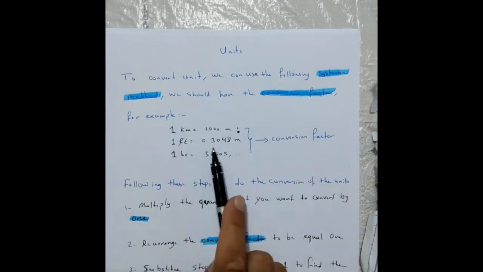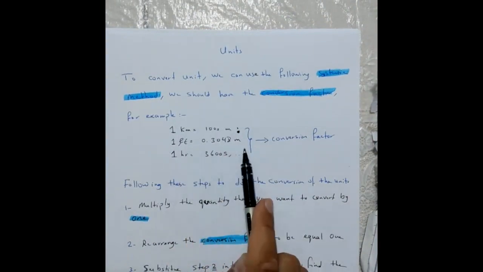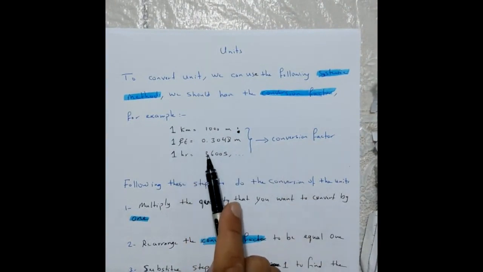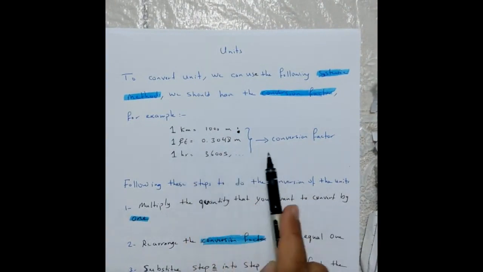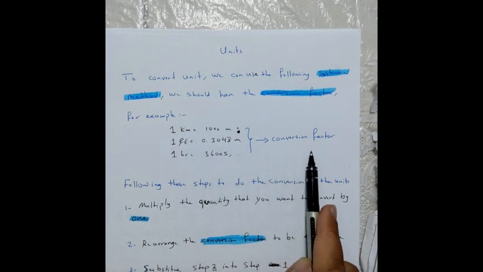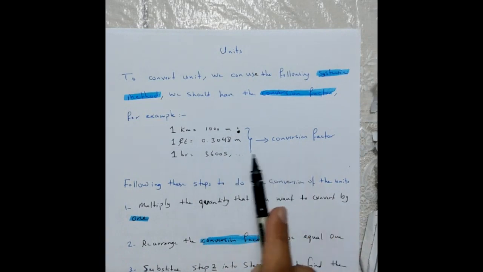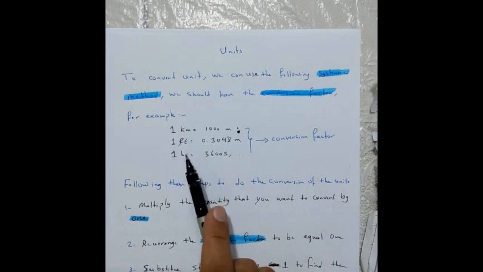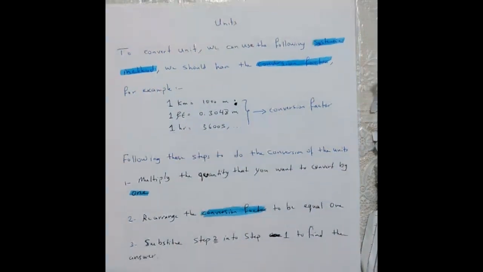1 foot equals 0.3048 meter. This is a conversion factor. 1 hour equals 3600 seconds. This is a conversion factor. And these factors will be given to you, so you will not need to memorize these numbers. I will give them to you in the exam.